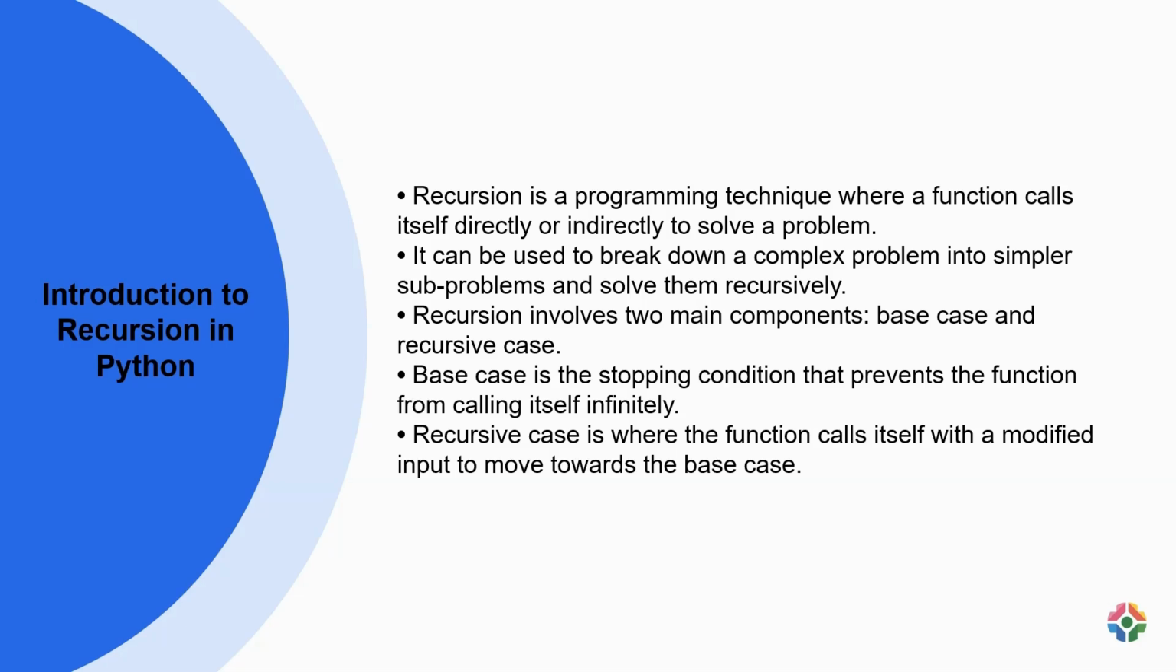For example, in calculating the factorial of a number, recursion can be utilized by defining the base case when the input is 0, and the recursive case as multiplying the input by the factorial of input minus 1 until reaching the base case.